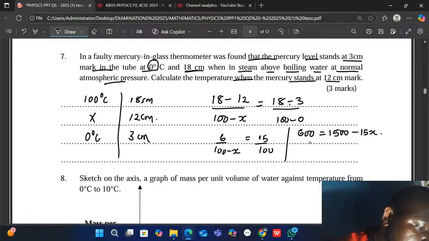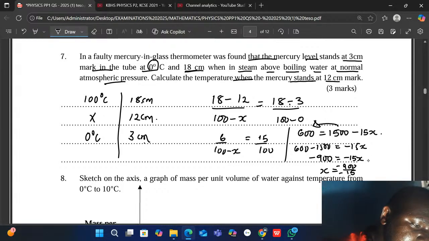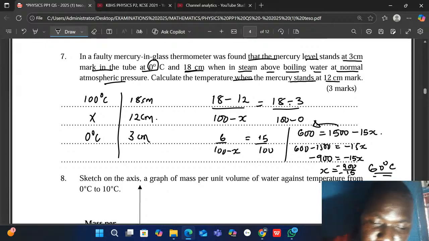So we'll say that either way will be correct. So if I use the negative way, I take this one to this part, then it will be 600 minus 1500 is equals to negative 15x. So negative 900 becomes negative 15x. Then my x becomes 900 out of 15. Remember, all of them are having negatives. So my x becomes 60 degrees Celsius.